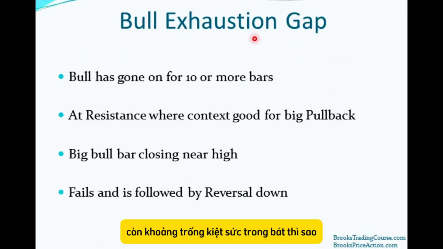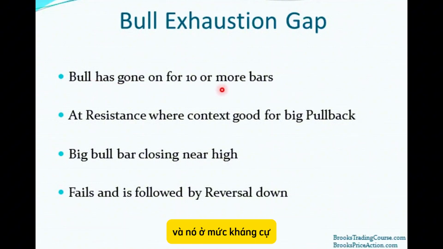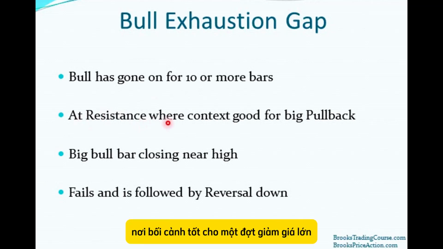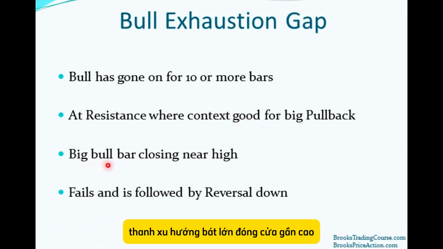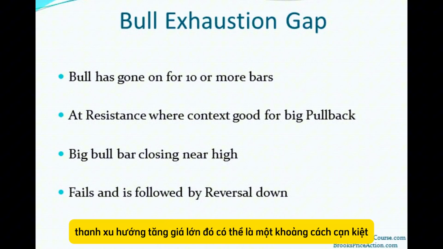What about an exhaustion gap in a bull? So let's say you have a bull trend that's going on for 10 or more bars, and it's at a resistance level where the context is good for a big pullback. And you suddenly get a big bull trend bar closing near its high right up to that resistance level. And then within a bar or two it fails and reverses down. That big bull trend bar can be an exhaustion gap.